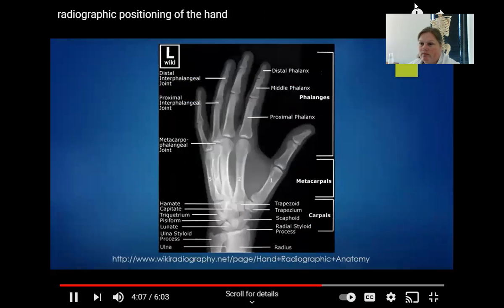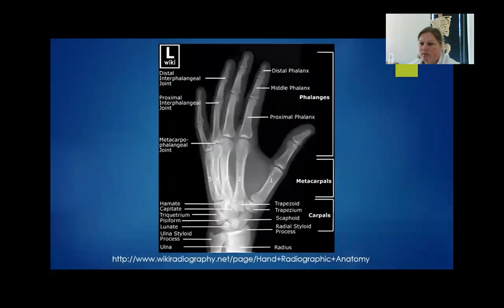Then we have our oblique hand, PA oblique projection. This one, you are going to see that the soft tissue is unequal on each side. You're going to see the convexity and concavity off on the bones of the phalanx. So it's a little more curved on one side than the other.